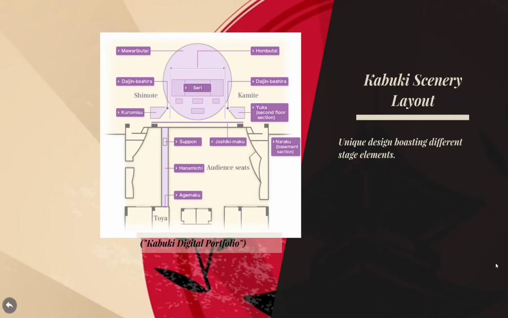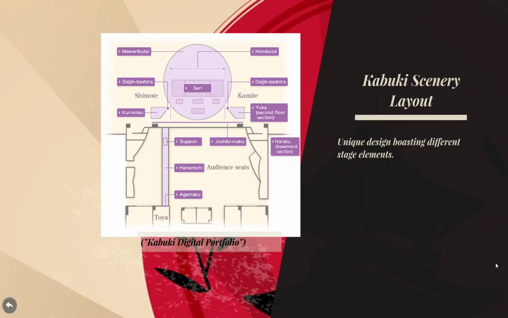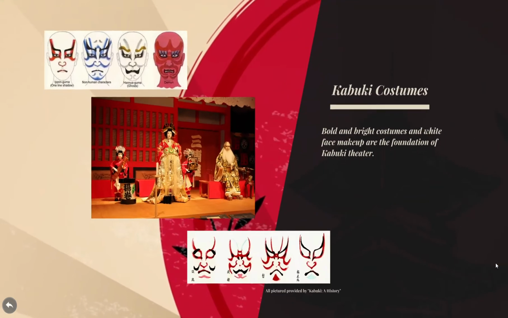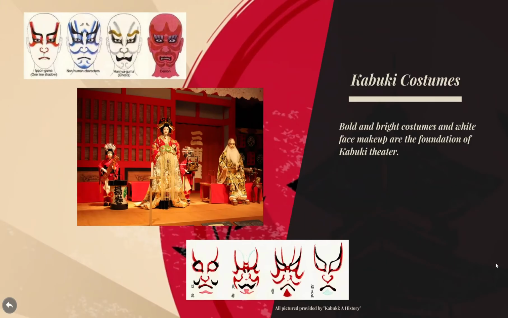In the kuromisu, an enclosed room, musical instruments including large drums and hand drums are played to provide sound effects. And although the stage is the first impression of Kabuki theater, the bold and bright costumes of the actors on stage are what really captivate the audience.